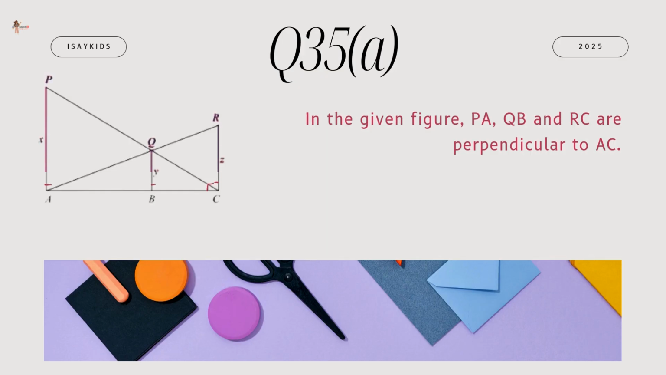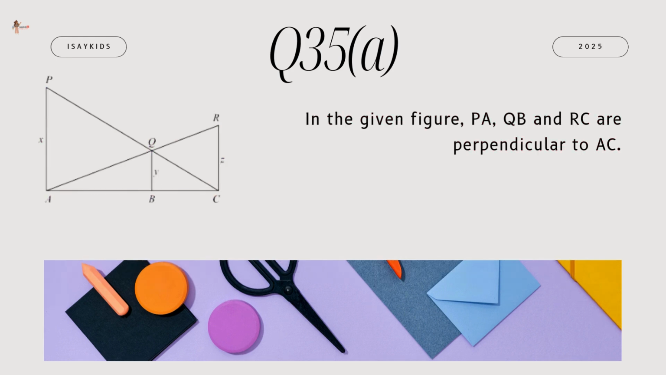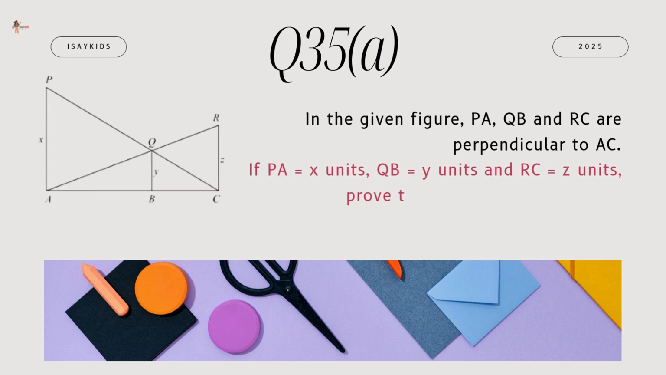In the given figure, PA, QB and RC are perpendicular to AC. If PA is X units, QB is Y units and RC is Z units, prove that 1 by X plus 1 by Z is equal to 1 by Y.